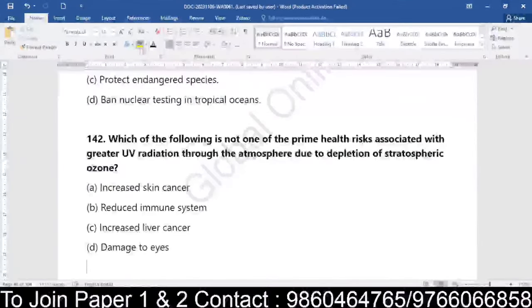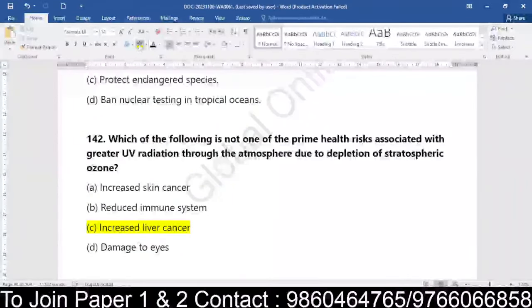Yes, question number 142: which one is not among the prime health risks associated with greater UV radiation due to the atmospheric depletion of stratospheric ozone? Question number 142, so that is basically liver cancer. Increased liver cancer is not one of the prime reasons.